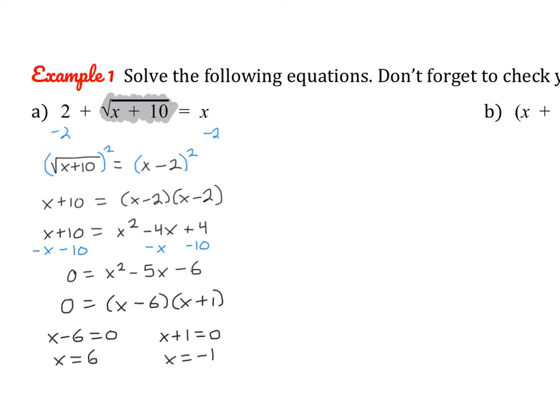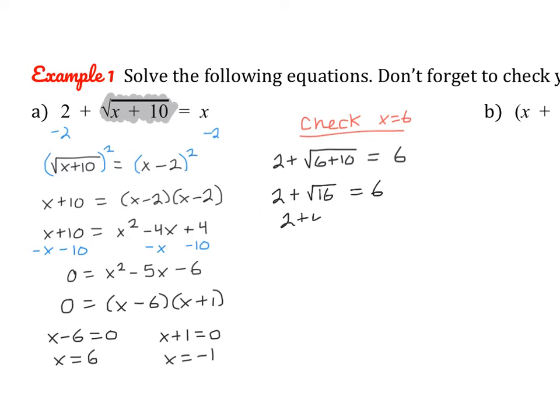So the way we check, I'll put this on the side, is by substituting our potential answers into our original equation to see if it works. So let's start by first checking x equals 6. So again, we're going to substitute it. So we get 2 plus the square root of 6 plus 10 should equal 6. So again, we're going to see if the left side of the equation equals the right side. So 2 plus the square root of 16 equals 6. 2 plus 4 equals 6. Okay, 6 equals 6.